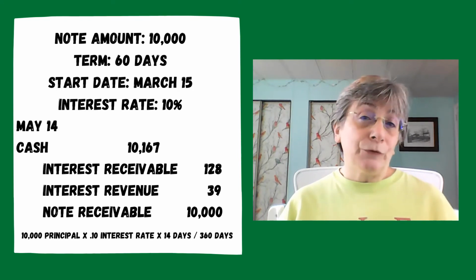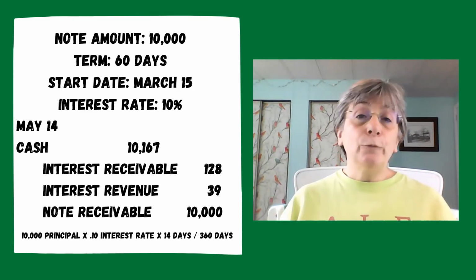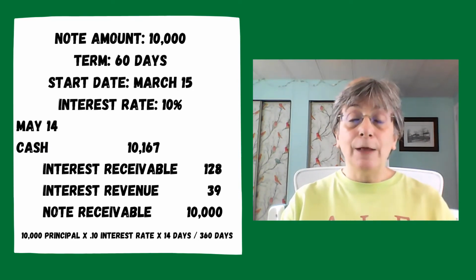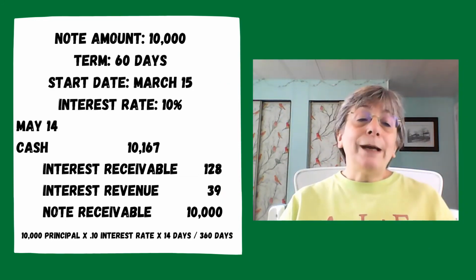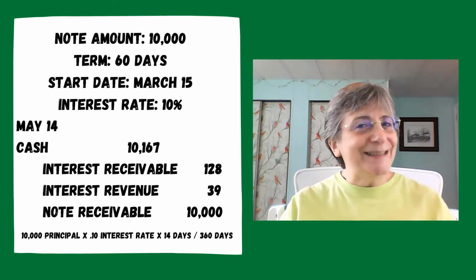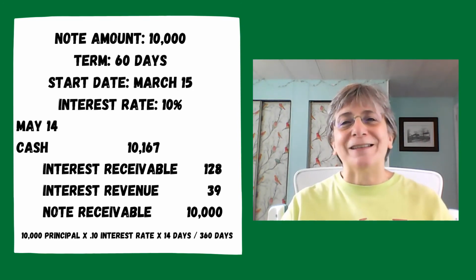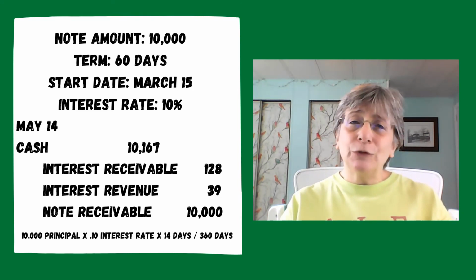So then what happens? Well, it's May and the note has come due. On May 14th, the maturity date of that loan, I'm going to get from you the cash, and that's going to be the principal plus the interest. So right now, in our interest receivable account was how much? Right, $128. You forgot, didn't you? $128 currently in our interest receivable account.